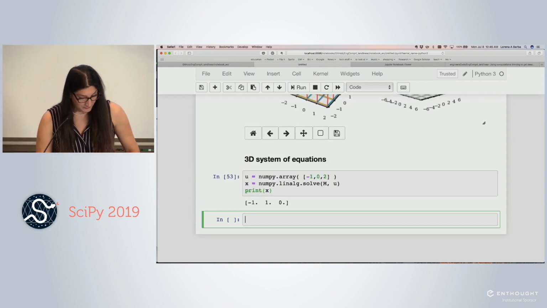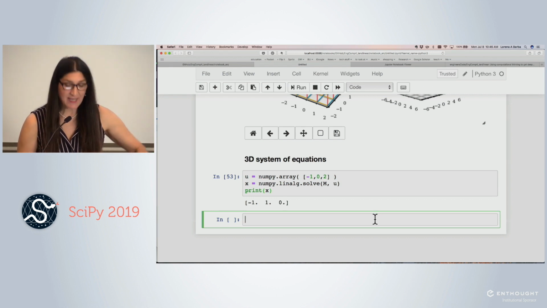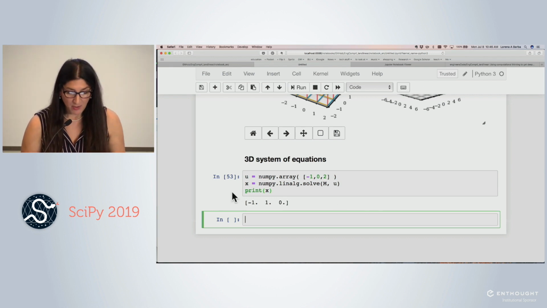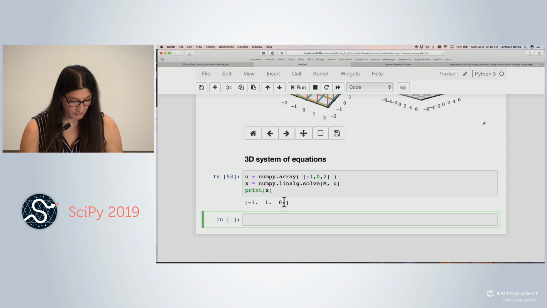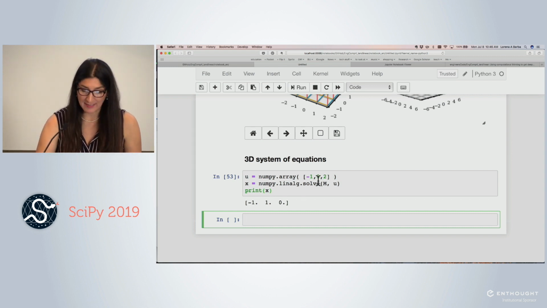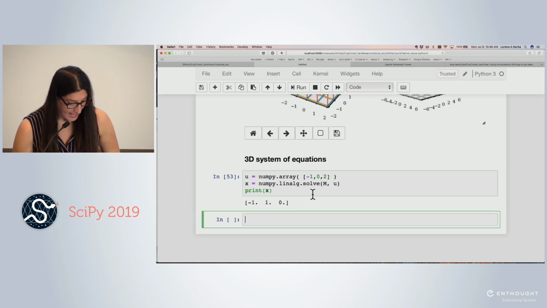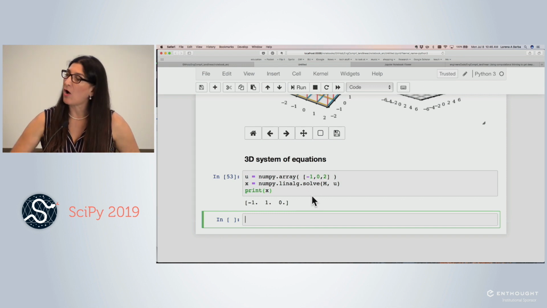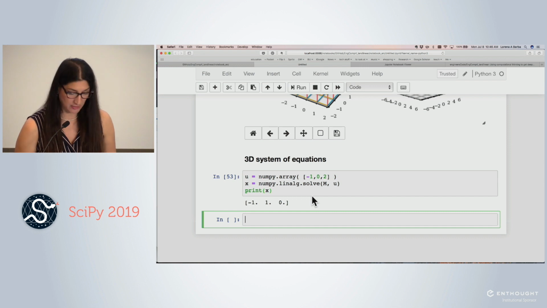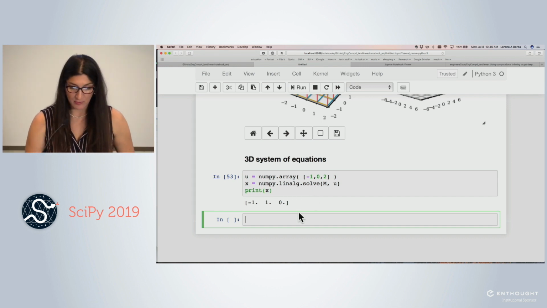The solution means that the matrix takes a vector with coordinates -1, 1, 0 to a vector in the transformed space with coordinates -1, 0, 2. We can write this in general, of course, as Mx equals u, and sometimes we call x the input vector and u the output vector. That's terminology that is also used.